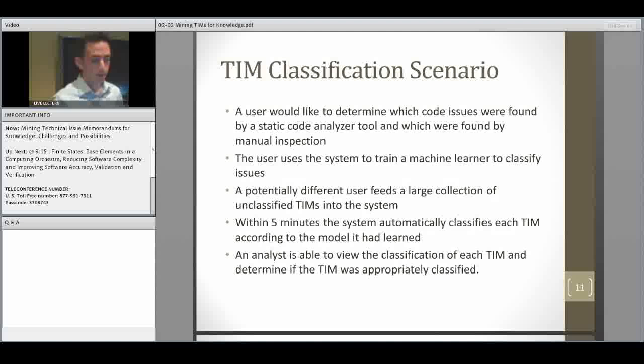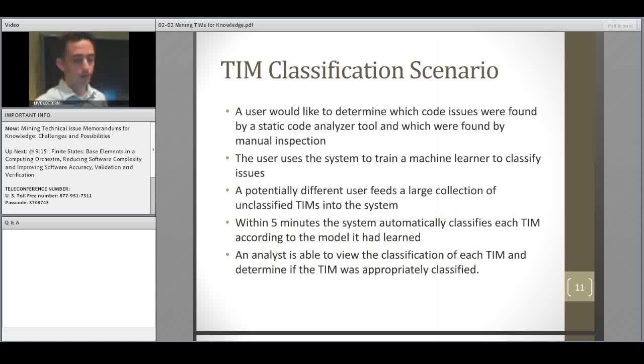So the user uses the system to train a machine learning model to classify issues, just a subset of issues, not every issue. And once we train that system, a potentially different user feeds the entire set of unclassified TIMs that we want to classify into the system. The proposal is that within 5 minutes, the system automatically classifies each TIM according to the model it had learned. And an analyst is able to view the classification of each TIM and determine if the TIM is appropriately classified.